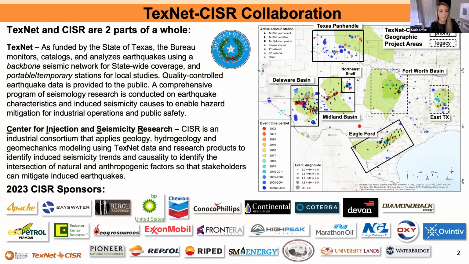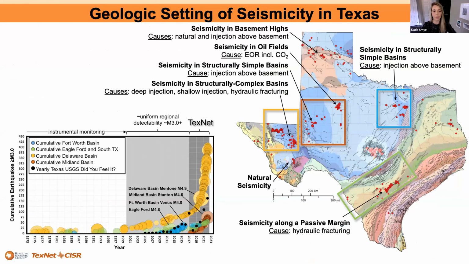So our program, CISR, partners with TexNet, which is funded by the state of Texas to monitor, catalog, and analyze earthquakes. They have a backbone of seismic stations across the state, and you can get a sense of that in the map on the right, as well as portable stations for particular areas of interest.